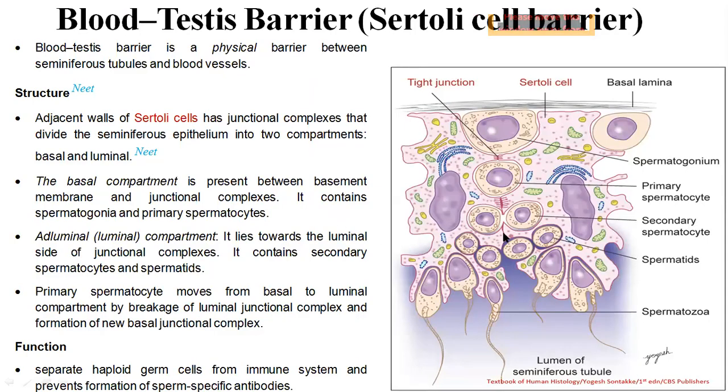Now let us try to understand something about the blood testis barrier, also called the sertolisal barrier. If you observe this picture, these are the developing spermatogonia: dark and light type A, then spermatogonia type B, primary spermatocyte, secondary spermatocyte, spermatids and mature sperms. In between, this is one Sertoli cell, this is one more Sertoli cell. In between Sertoli cells, we have the blood testis barrier, which is a physical barrier between seminiferous tubules and blood vessels.